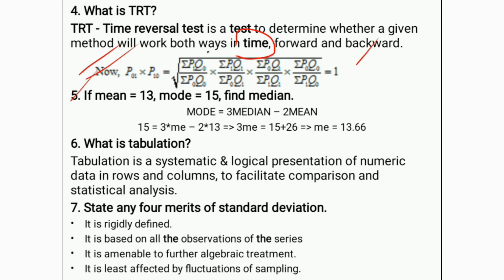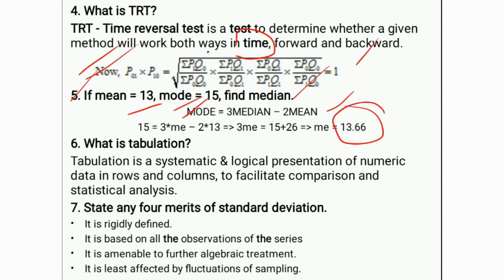The fifth question is, if mean is 13, mode is 15, find median. Sorry, not mean, median. There is an empirical relationship between mode, median, and mean. Mode equals 3 median minus 2 mean. Apply the values: mean is 13 here, 2 times the mean, and mode is 15. Apply there, and finally you will get an answer of 13.66 if you simplify this. The simplification part is left for the students.